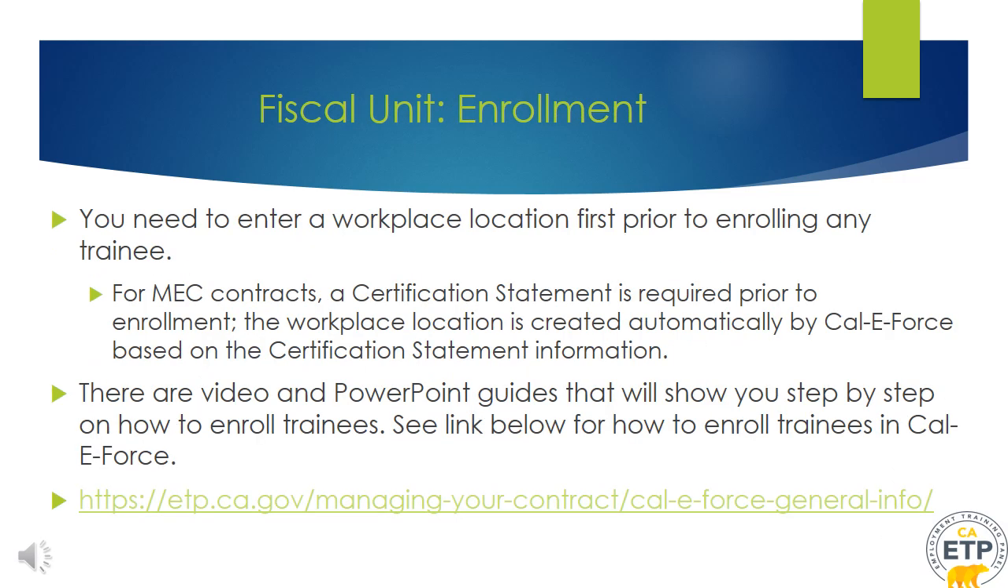As I mentioned in the previous slide, when you're ready to do your enrollment for your contract, you'll need to enter a workplace location first, prior to enrolling any trainee. If you're a multiple employer contractor, or a MEC, a certification statement is required prior to enrollment. The workplace location is created automatically by our system based on the certification statement information. There are video and PowerPoint guides that will show you step by step how to enroll trainees. See the link below for how to enroll trainees in our system.